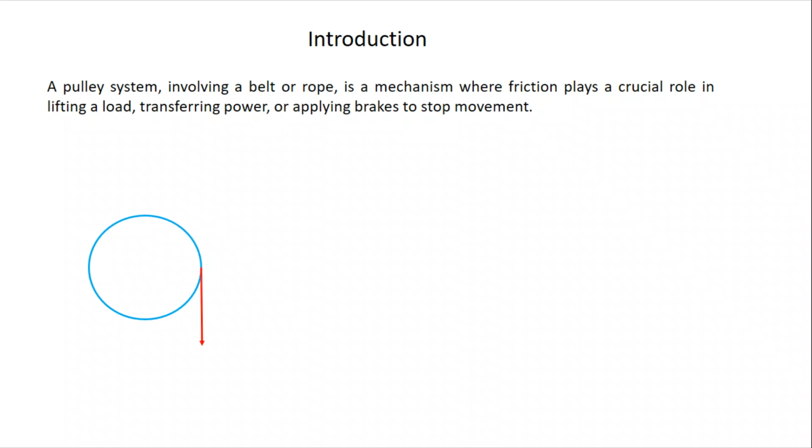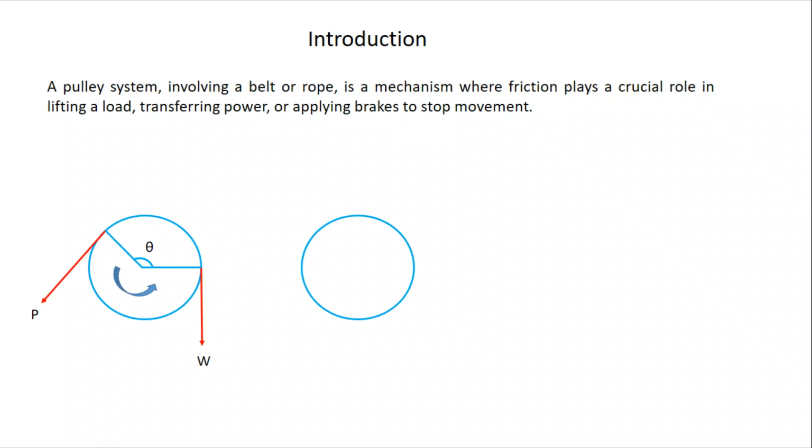Consider a drum or pulley, and over this pulley one rope will be there. So at one side a weight W will be applied, and on the other side a force P will be there. Wherever there is a contact of rope and the drum, there is a tangent to the drum. The angle of contact between the rope and the drum is denoted by theta, and this is the rotation direction.